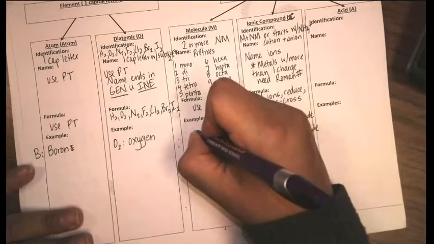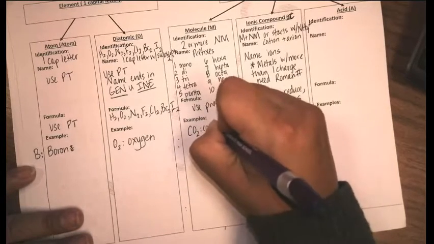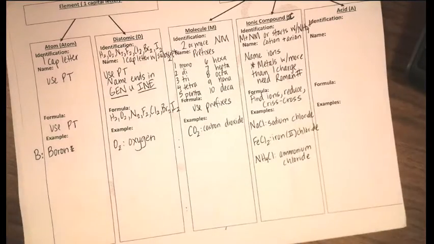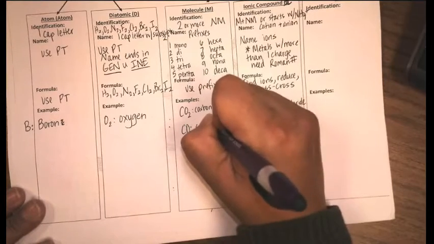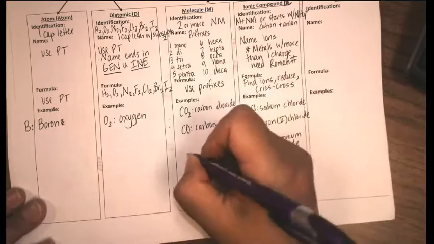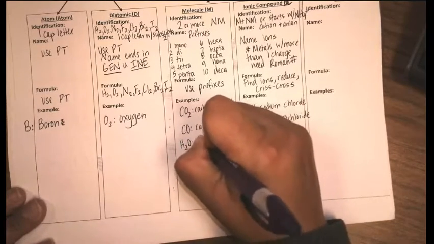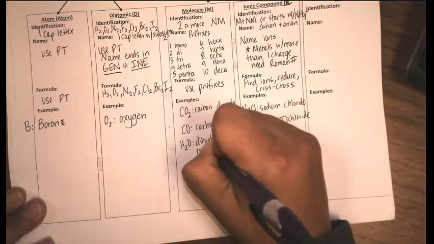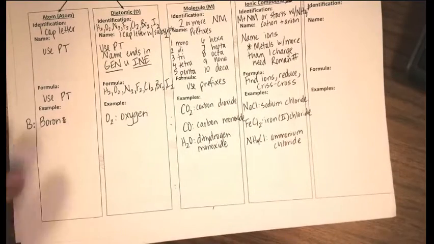Examples, right? We said our first example was CO2, carbon dioxide. Our second example, CO, carbon monoxide. And then the last one, H2O, dihydrogen monoxide. Okay, so that completes our notes.